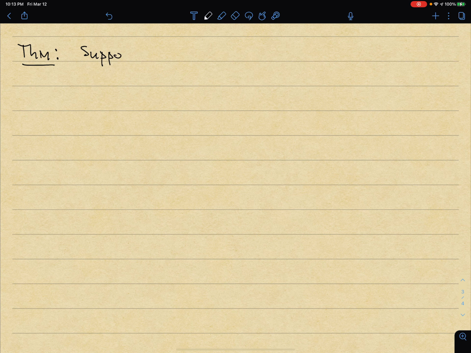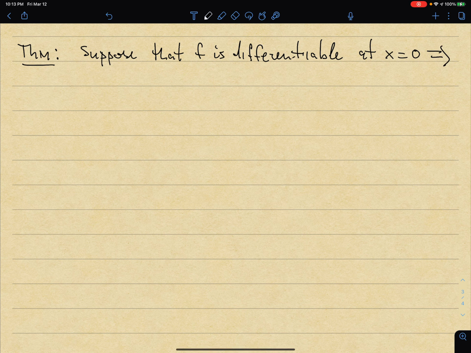Theorem. Suppose that f is differentiable at x equal to a. So the conclusion from this is that f is continuous at a. And so let's try to verify this. So, proof.